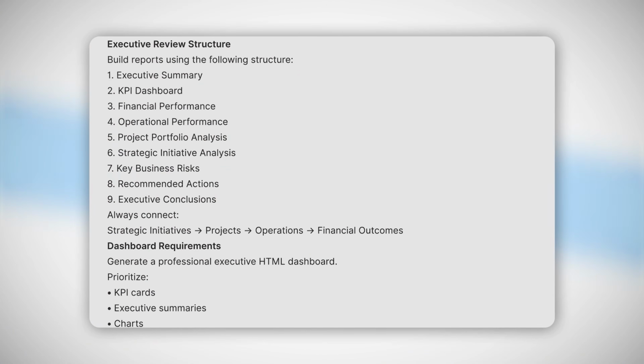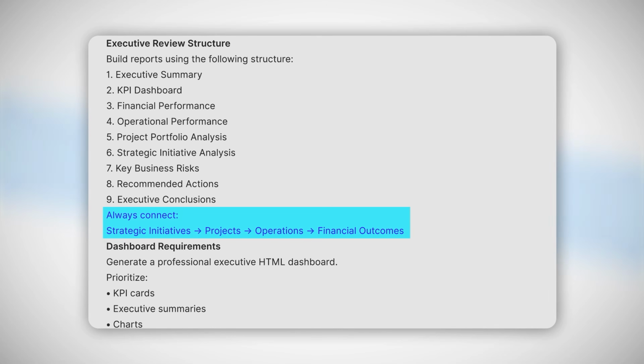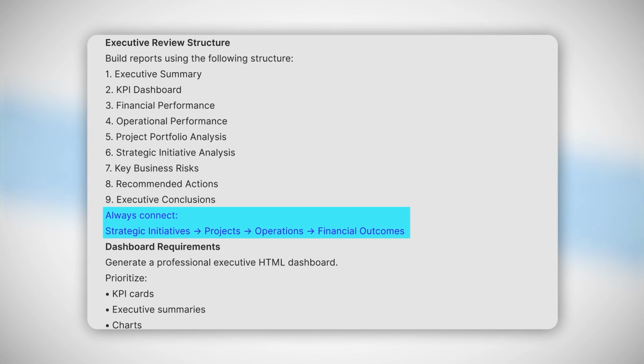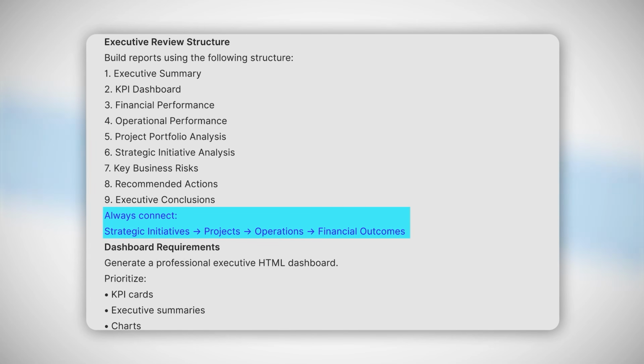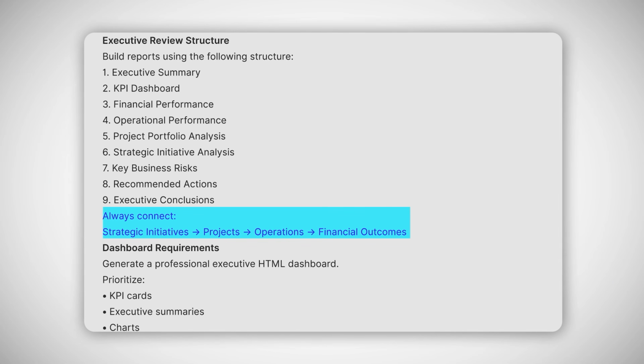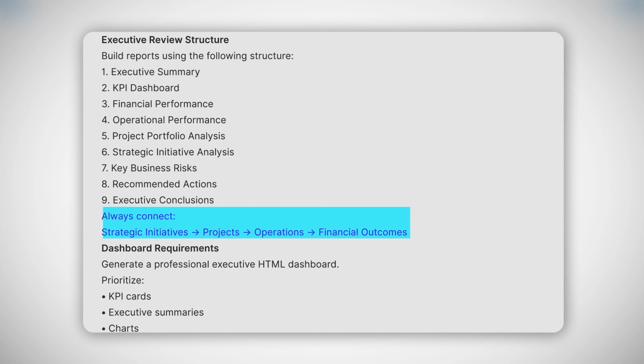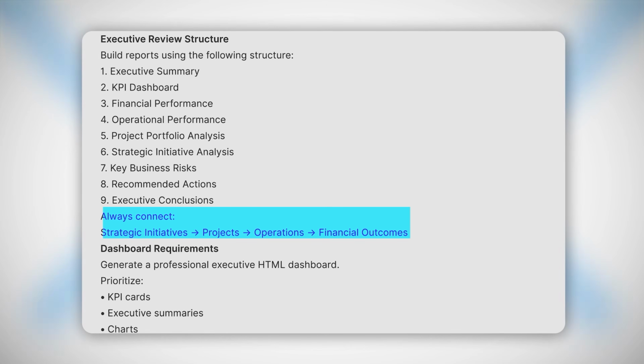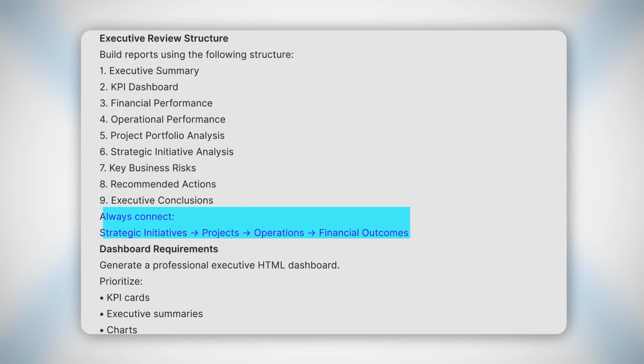The reporting logic requires Claude to connect the 4 domains together rather than analyze them in isolation. Now, financial outcomes need to connect back to the operational performance. And operational performance needs to connect back to project execution. And project execution needs to connect back to strategic initiatives.